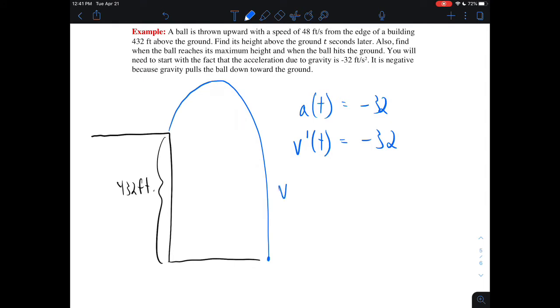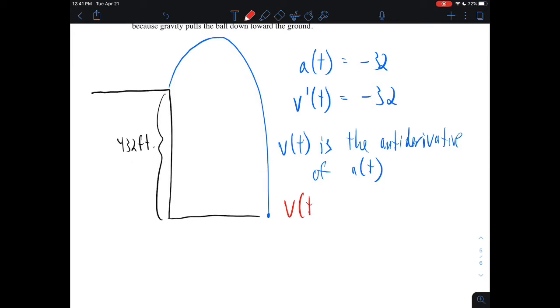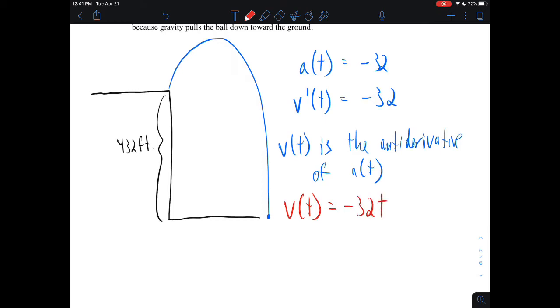So v of t is the antiderivative of the acceleration function, which means that v of t would be the antiderivative of the constant negative 32, which has to be negative 32 times the independent variable, which in this case is time, or t, and then plus some general constant, we'll say again, capital C.